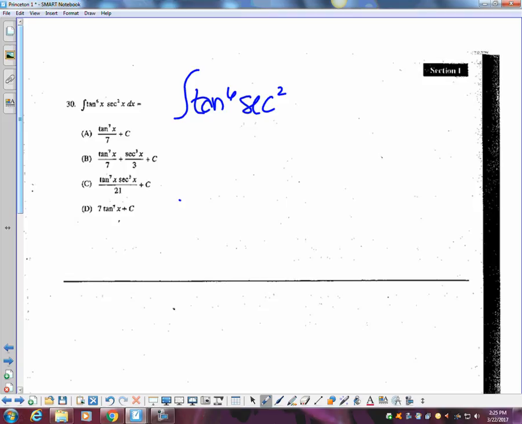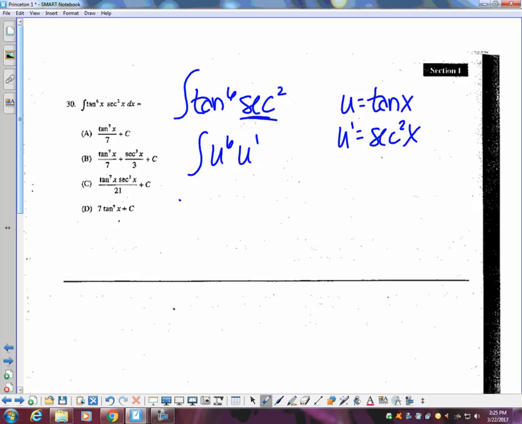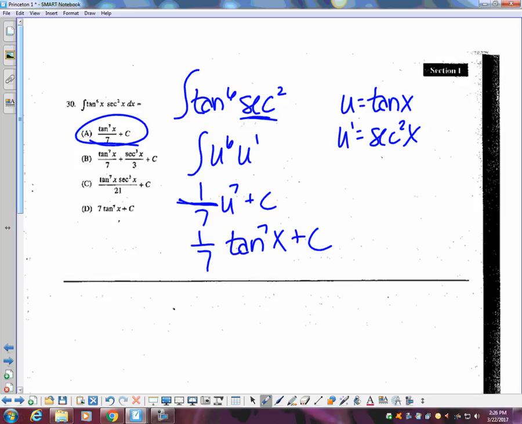So remember, when you have powers on your trig, let your u just be the trig, not the power. So u prime would be secant squared. So that's that, and this is just going to be u to the 6th u prime. Then it's just a simple power rule. That's not a negative. So 1/7 tangent to the 7th x plus c. Nice.